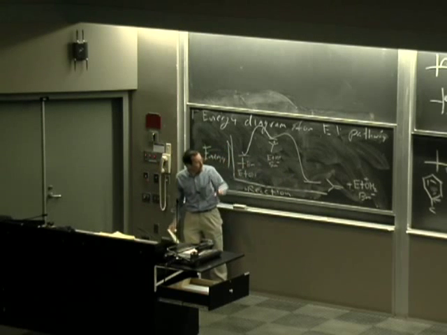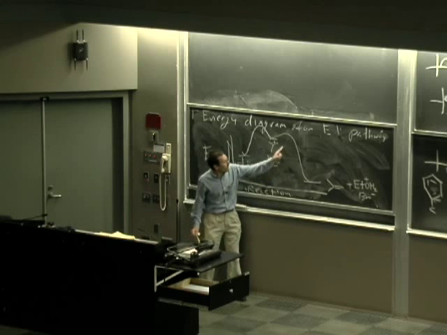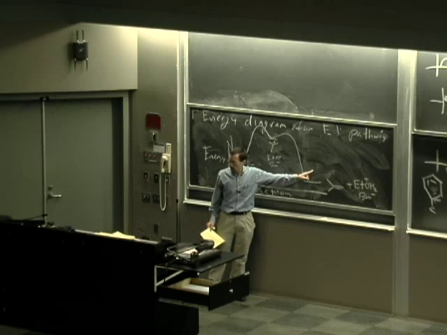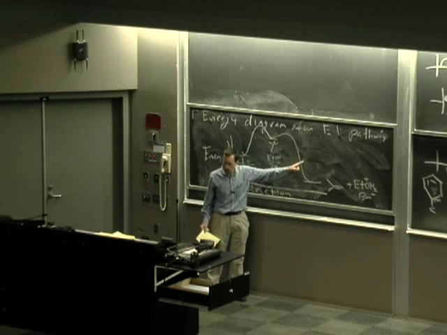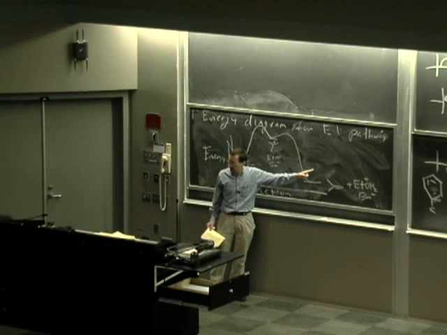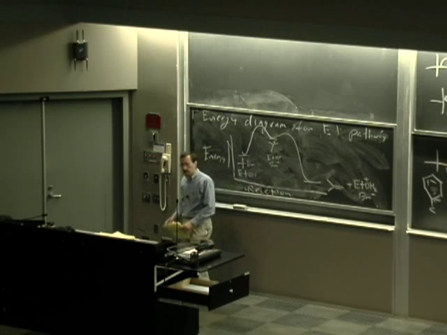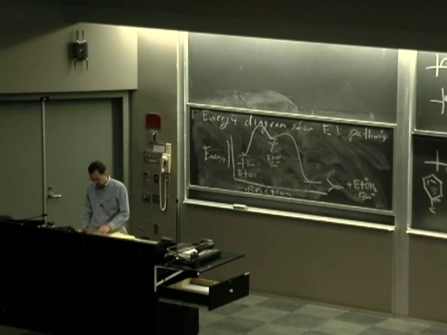And if I wanted to show both reactions, I'd simply represent a separate pathway with a slightly lower barrier for formation of the ether, the ethyl tert-butyl ether.